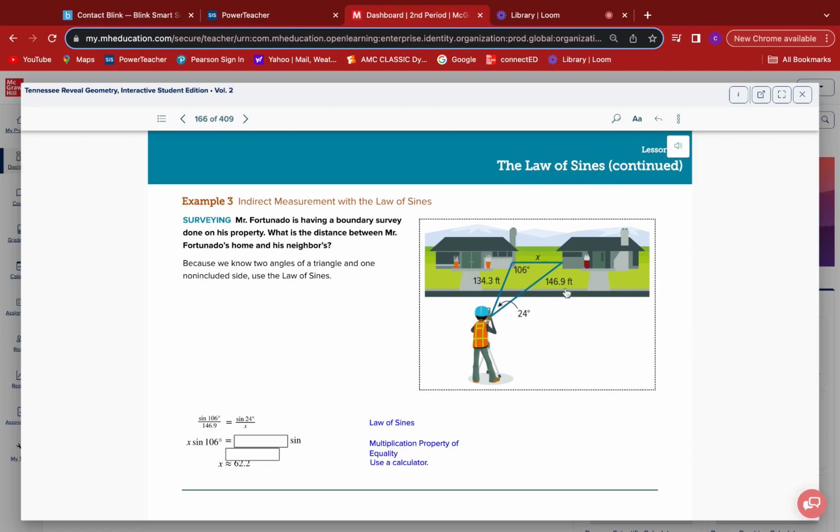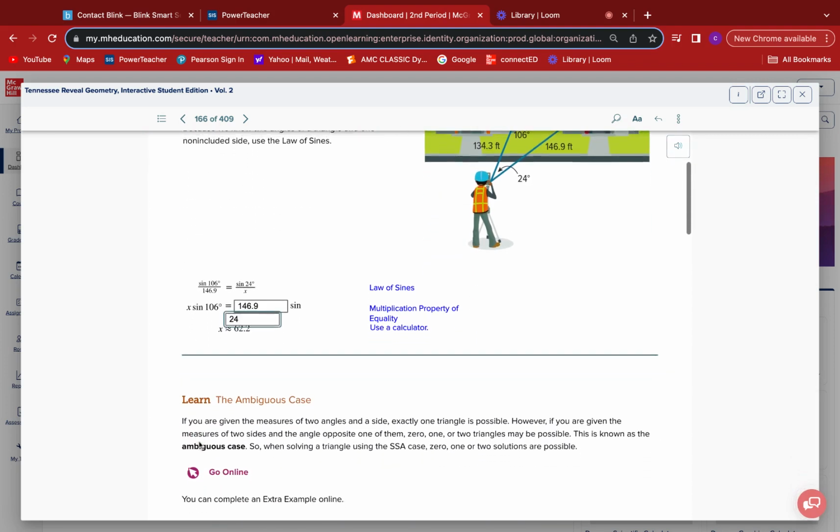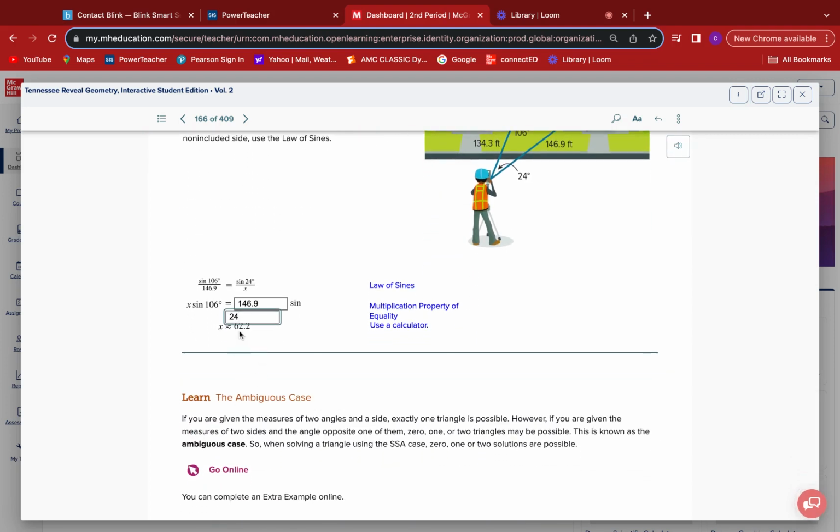106 angle opens up to 146.9. So I got one, sine of 106 over 146.9. Angle 24 opens up to x, so it'll be sine of 24 over x. Cross multiply: x times the sine of 106 equals 146.9 times the sine of 24, and the opposite of multiplying is to divide by the sine of 106. Looks like your answer is going to be 62.2.